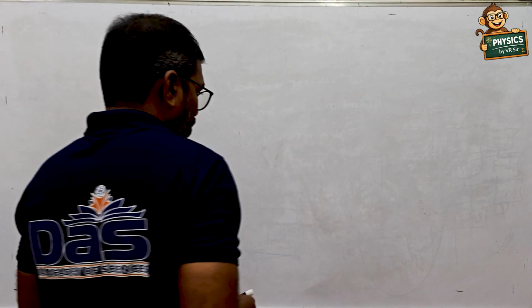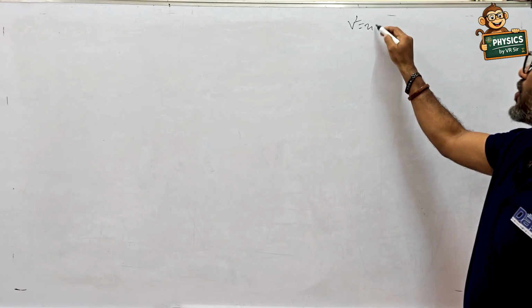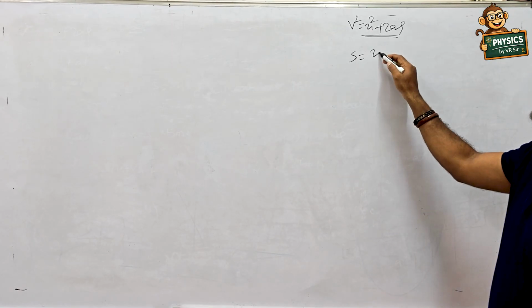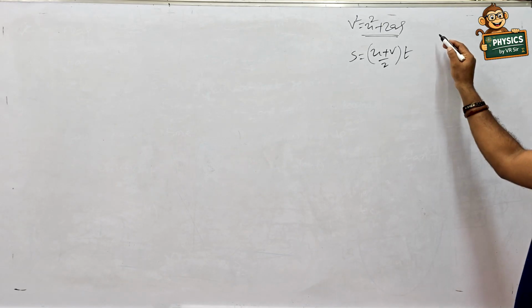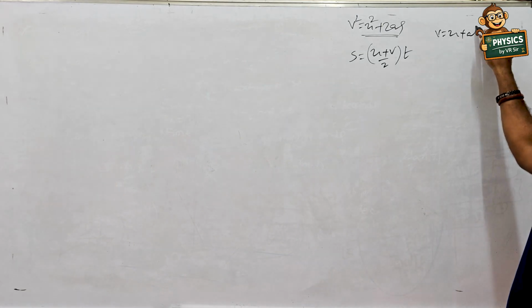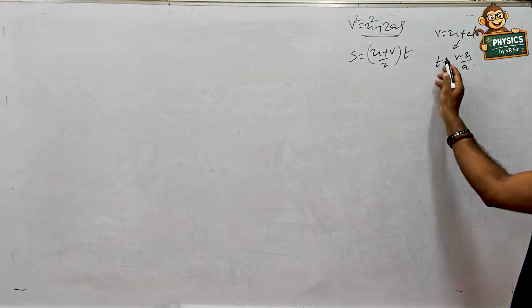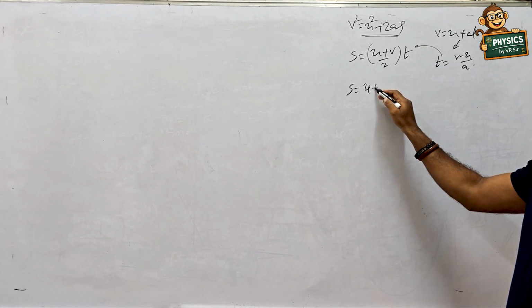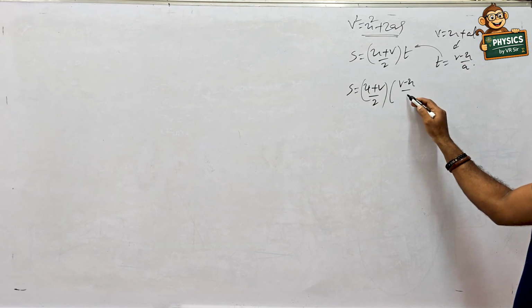Let's see the alternate method in deriving v square is equivalent to u square plus 2as. How do you write displacement? Displacement is average velocity into time. And we all know v is equivalent to u plus at. From this, t is v minus u by a, and this t you substitute back here. So s is equivalent to (u plus v) by 2 into t, which is nothing but (v minus u) by a.